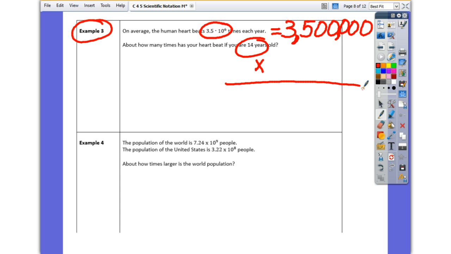49, and then 1, 2, 3, 4, 5, 6 zeros. A lot of zeros, right? Everybody agree? It's going to be 49 and 6 zeros. 49 million, yep. So, are we done though?